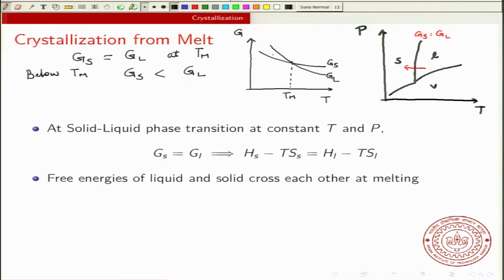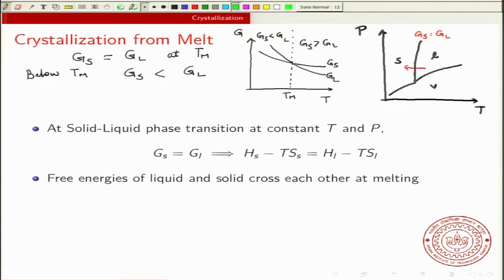So, as you can see in this region, clearly the Gibbs free energy of the solid is greater than the Gibbs free energy of the liquid. Here the Gibbs free energy of the solid is less than the Gibbs free energy of the liquid. Okay. This is the basic idea of crystallization.